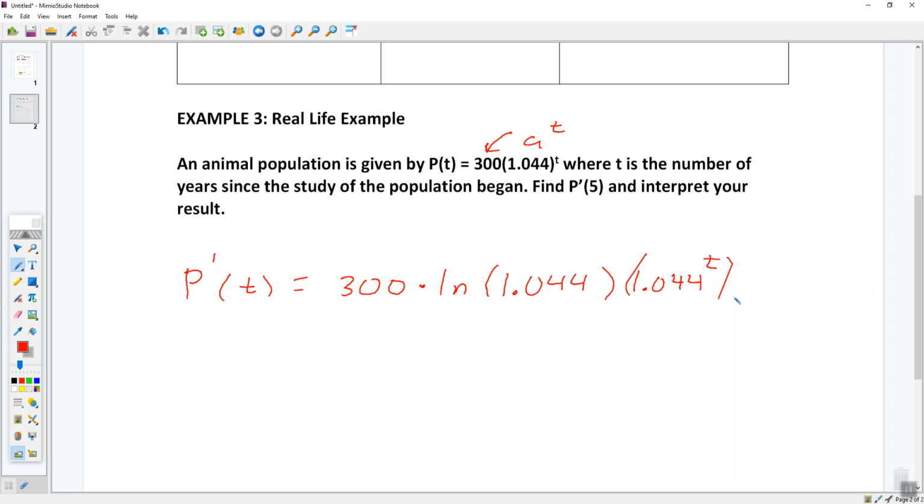Okay, how's that look, kids, for derivative? Looks good. Okay, what do we ask to find in this case then? P prime of 5. So P prime of 5. So basically we have our derivative. Anywhere where there's a T, what value should I be plugging in? 5. So this will become 300.